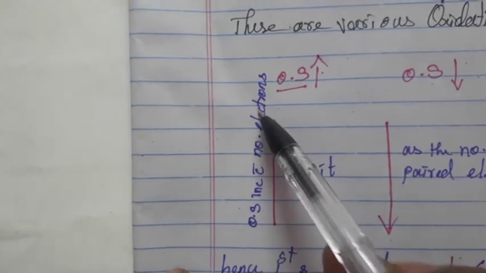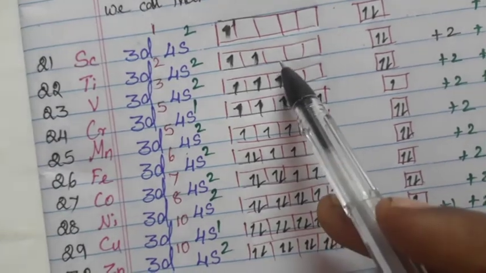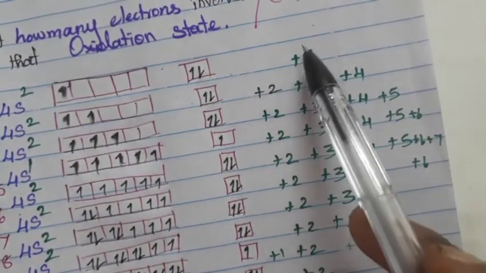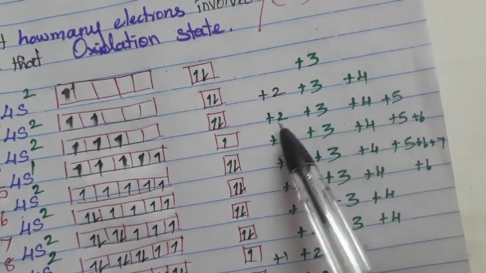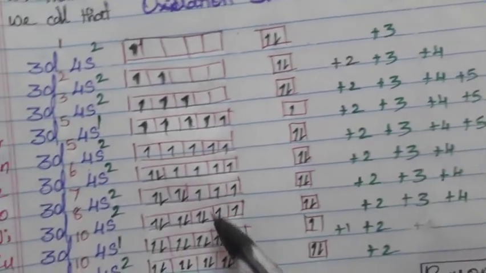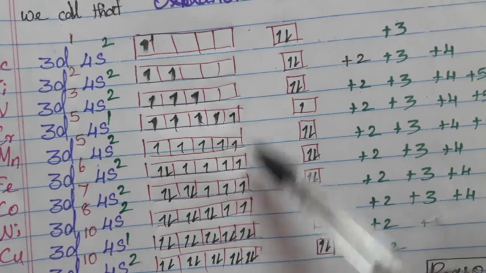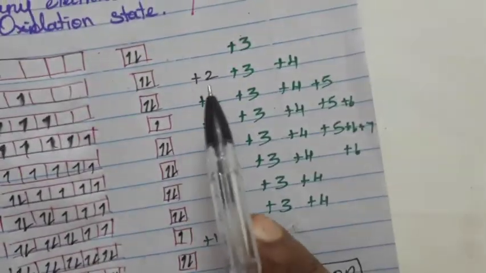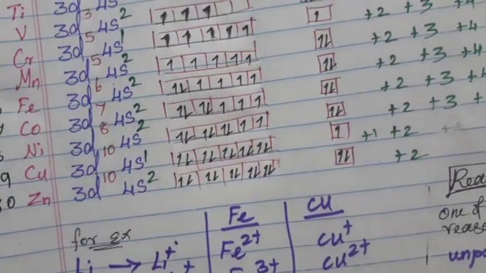Now listen, the oxidation state increases with number of electrons. அதாவது number of electrons increase ஆகும்போது the oxidation state also increases. See here it is less and 3, here it's 4, 5. So as the number of electrons increase, ஒவ்வொரு யூனிட்லையும் அந்த electrons increase ஆகும்போது oxidation state also increases.